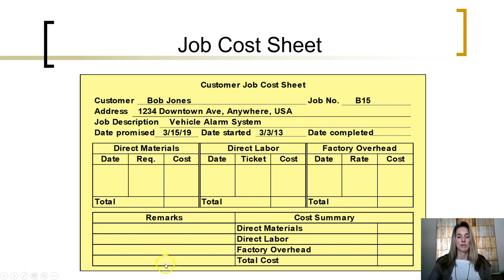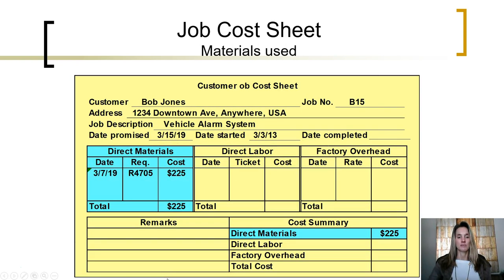This job cost sheet will begin recording costs as they are incurred. So as materials are used, we would keep track of the cost of the materials that were called into production relating specifically to just this job.